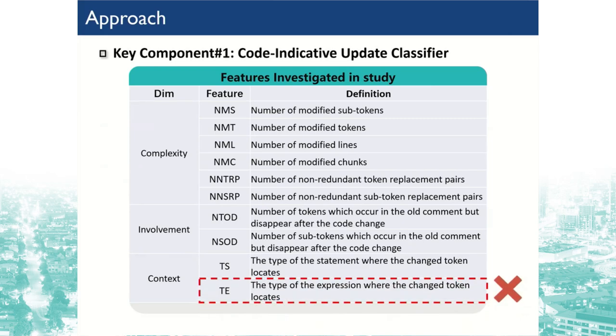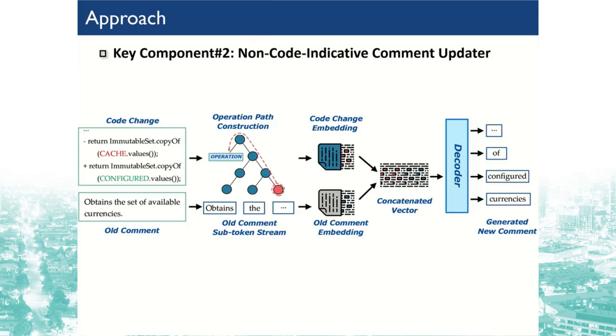This figure is the framework of our updater, which follows the encoder-decoder paradigm. During the encoding step, we extract the operation paths by comparing the differences between the old and the new AST from a given code change. We then embed the code change and the comment vectors separately before connecting them for the subsequent step. During the decoding step, we generate the subtokens of the new comment one by one. For more details of our updater, please refer to our paper.